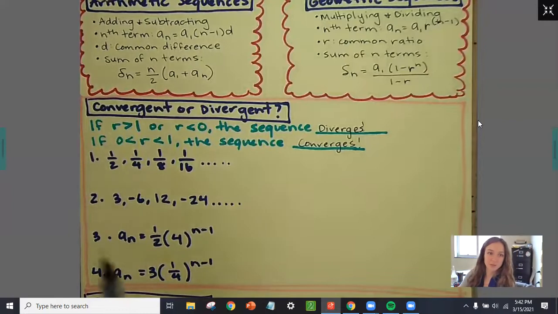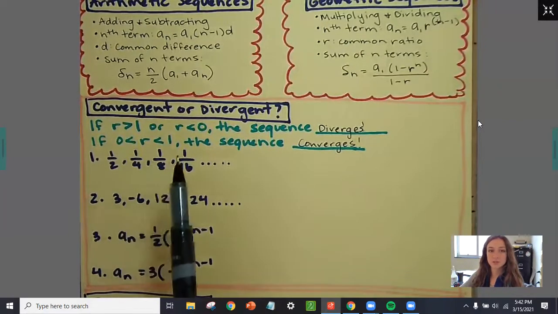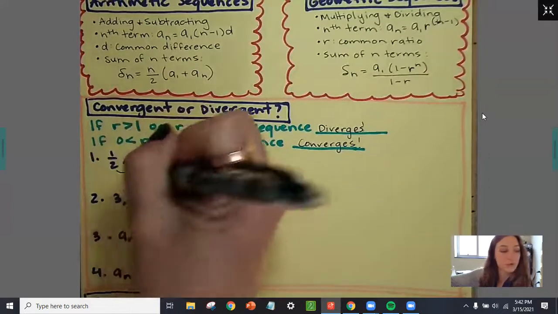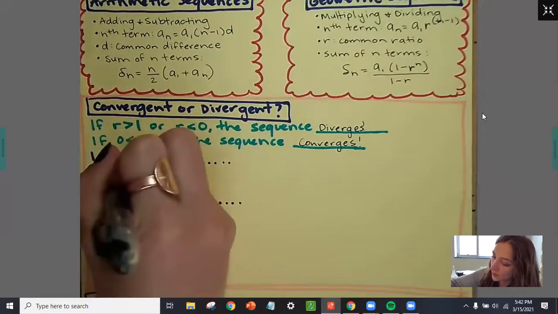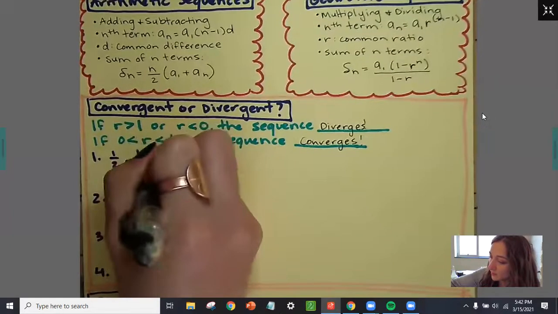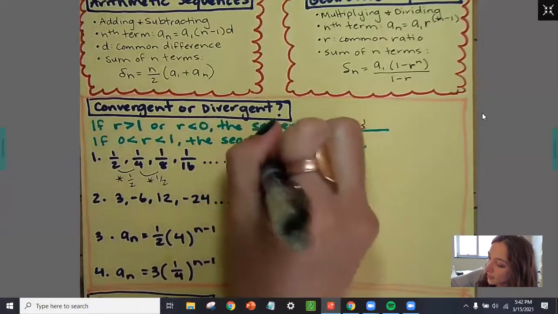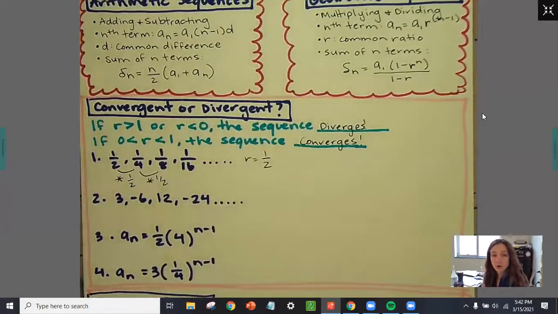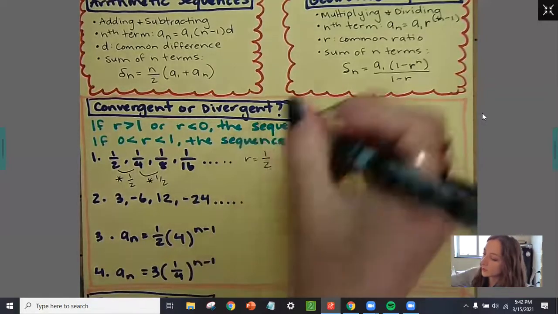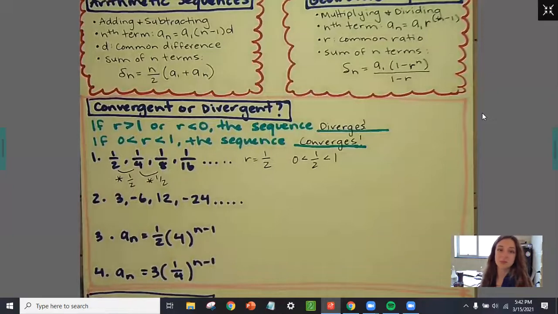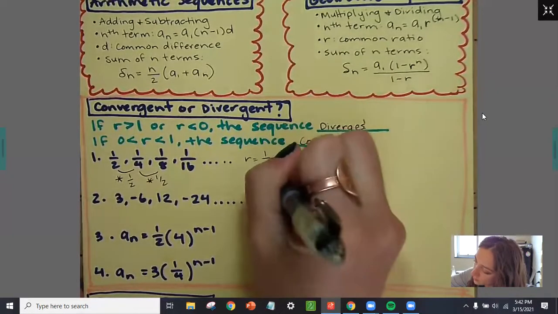So let's look at this first one: 1/2, 1/4, 1/8, 1/16. Each time what we're multiplying by is 1/2, and so on and so forth. So that means that our r value is 1/2, and since 1/2 is between 0 and 1, that means this sequence is going to converge.